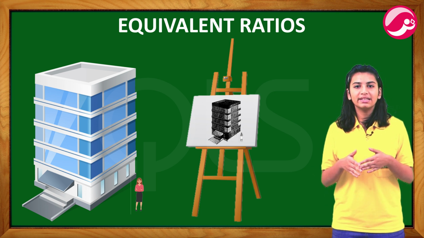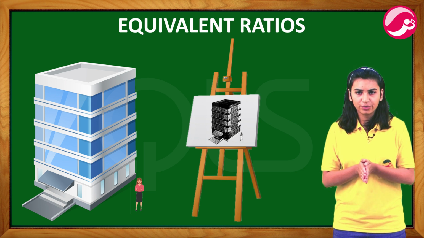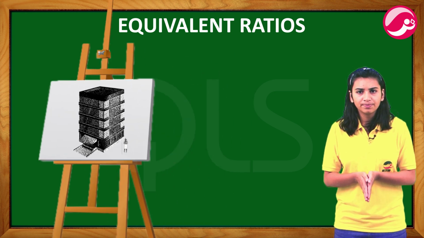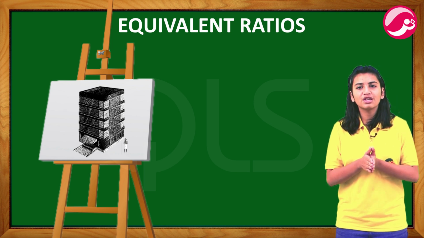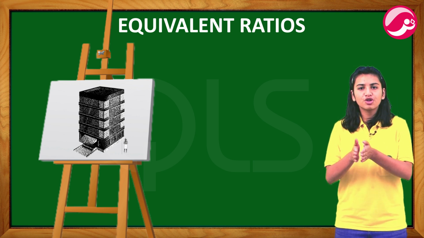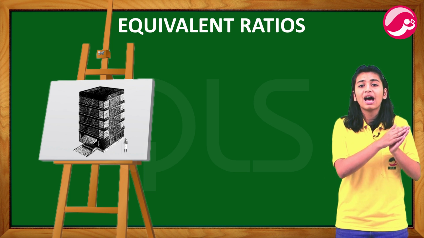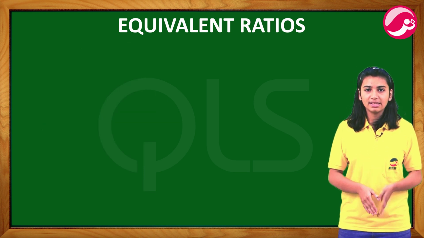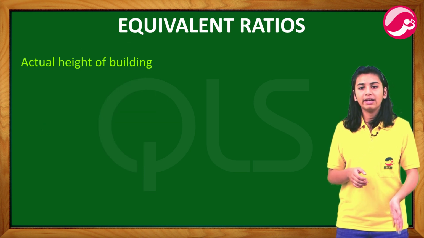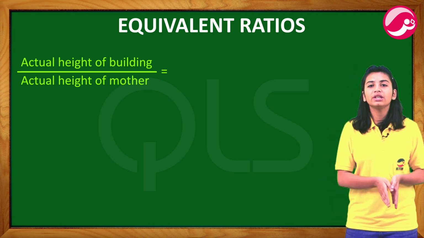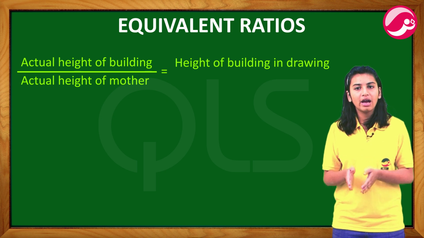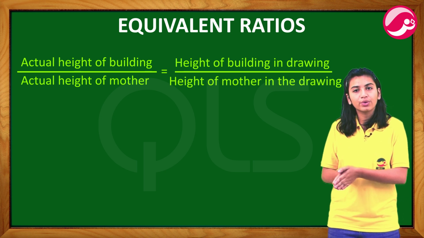Mona said there seems to be something wrong with the drawing. Can you say what is wrong? How can she say so? Now, in this case, the ratio of the height of the drawing should be the same as the ratio of the actual drawing. That is, actual height of the building upon actual height of the mother should be equal to the height of the building in the drawing upon height of the mother in the drawing.